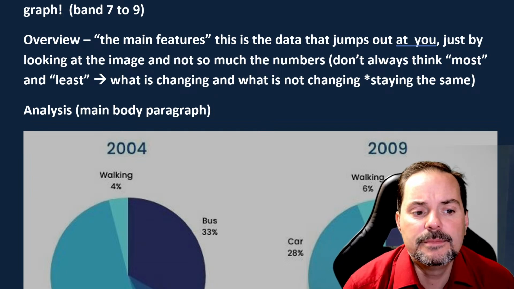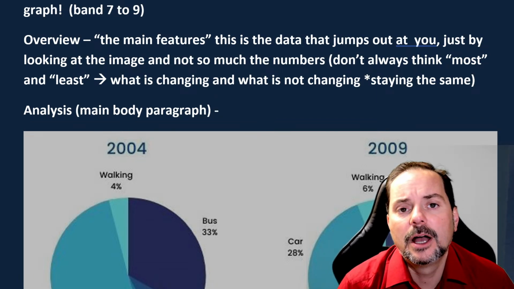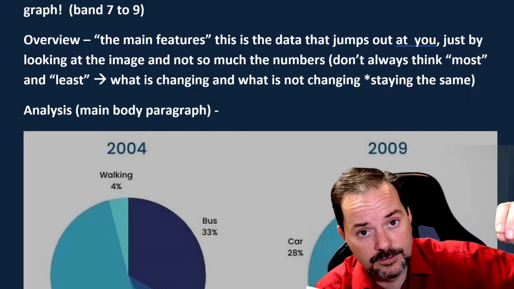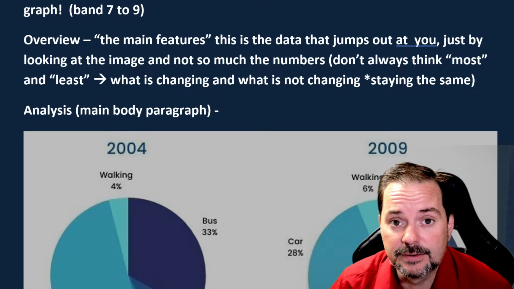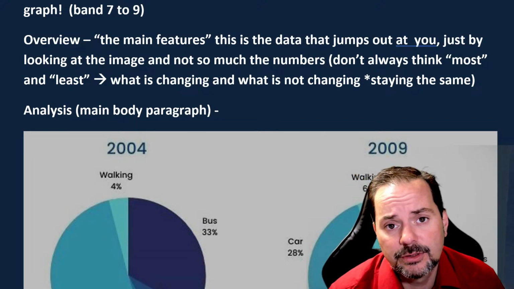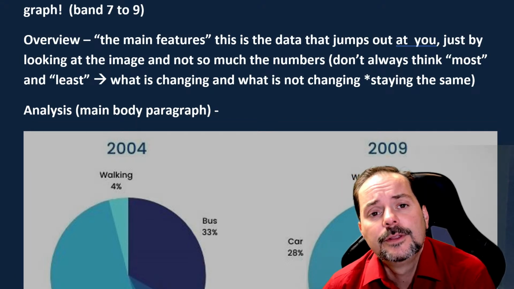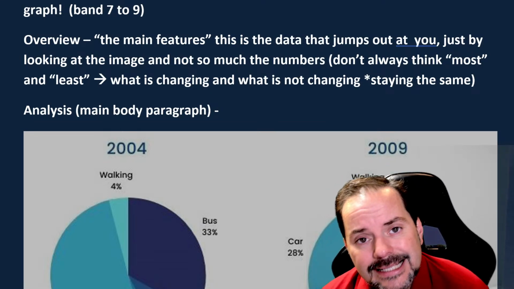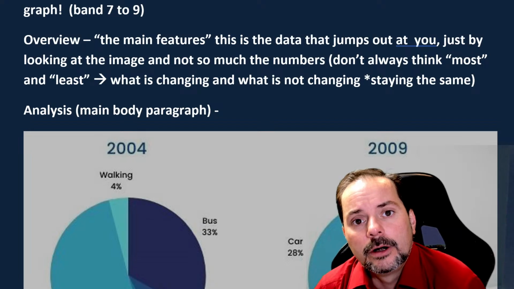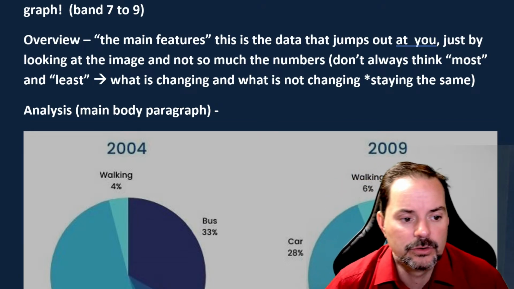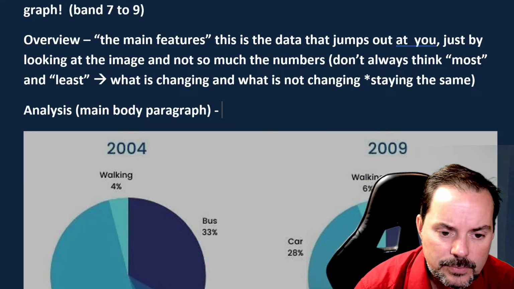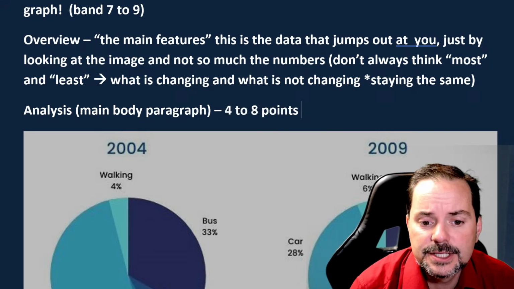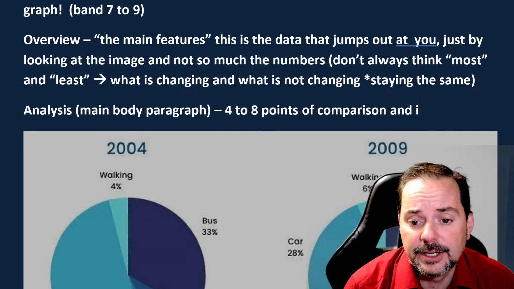Okay, for the main body paragraph, you need to follow the overview. The overview is like your thesis, right? I've said this multiple times. The overview is like your thesis, so you need to follow the overview to further explain exactly what you are identifying or interpreting, okay? So let's say four to eight points of comparison and interpretation.